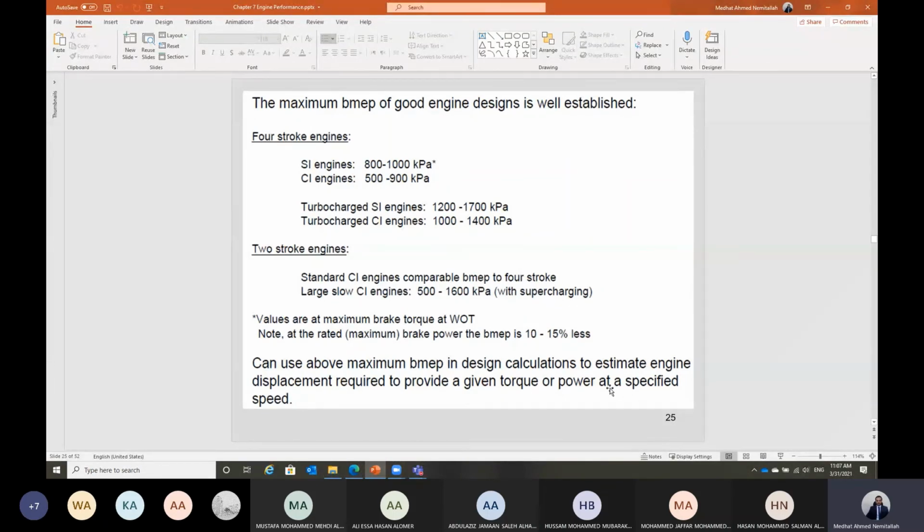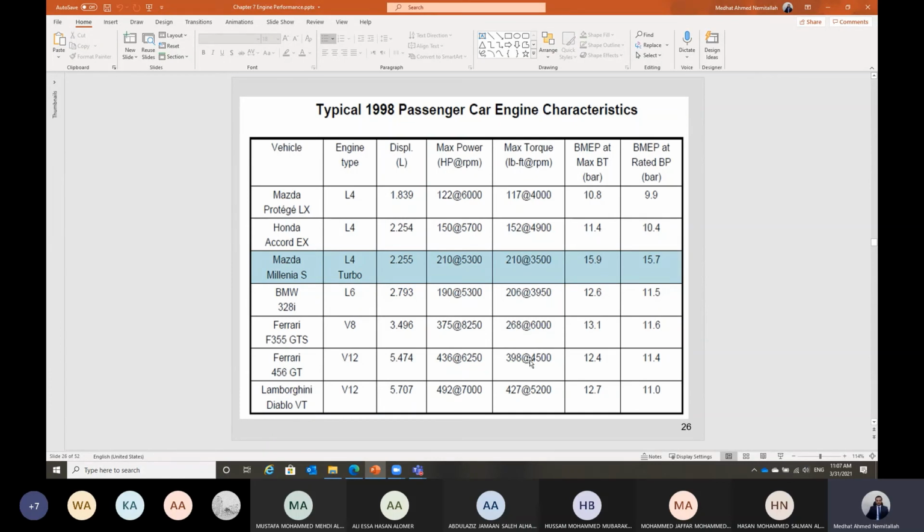Even at the design stage, when you design an internal combustion engine, I will start with the assumption of brake mean effective pressure. Then I will calculate the engine size in terms of the displacement volume, the size of the piston, diameter, and the stroke in order to provide a given power or torque output. I need this engine for this car to provide a given torque or power at a given speed, RPM. So I will start with this assumption, brake mean effective pressure, and calculate the engine size, and then we can move on.